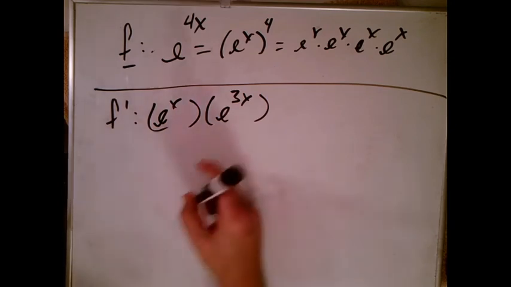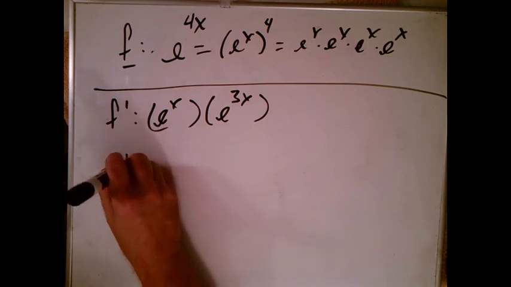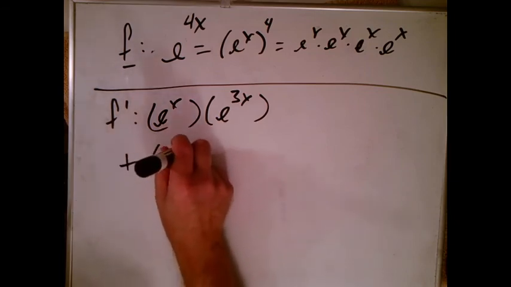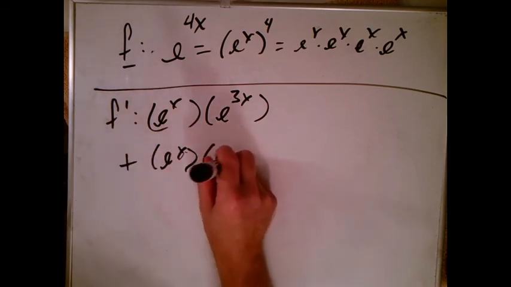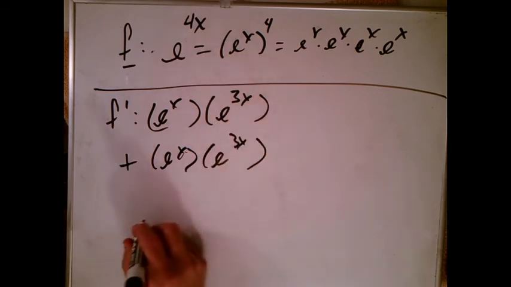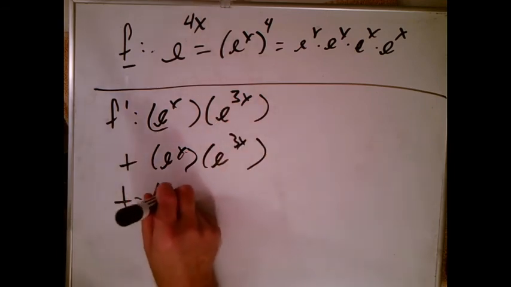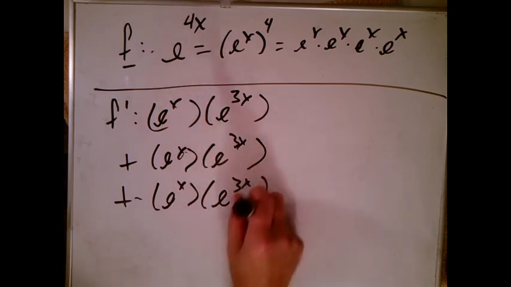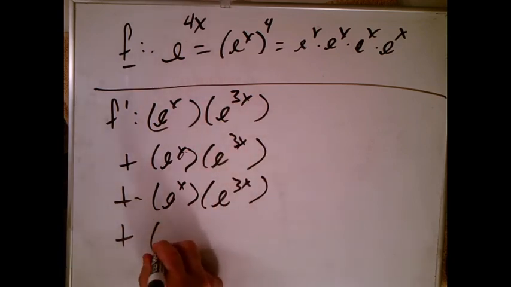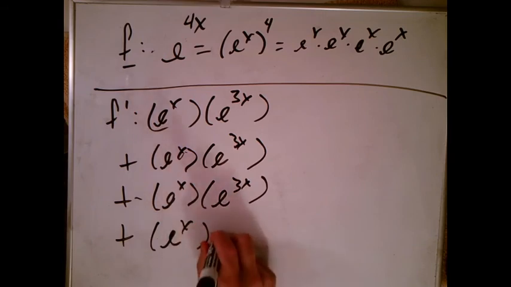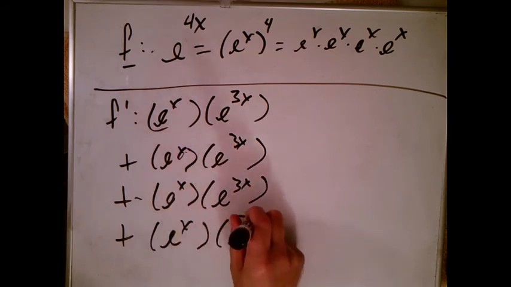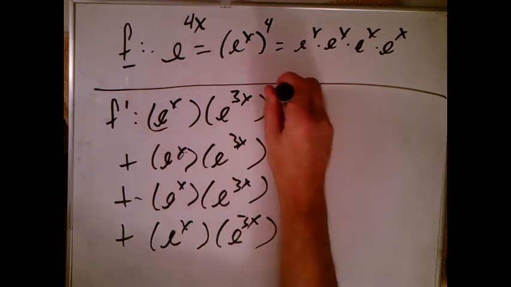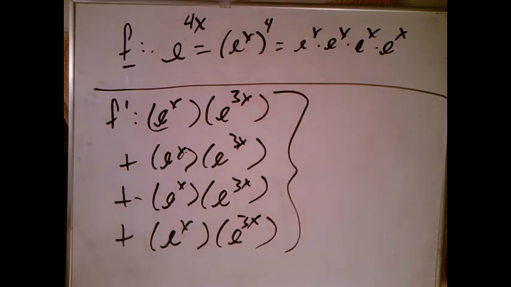Now, what did I do? That's the derivative of the first times the other 3 plus the derivative of the second times the other 3 plus the derivative of the third times the other 3 plus the derivative of the fourth times the other 3, like this. I would like to simplify this. We will be using this as an example later on.